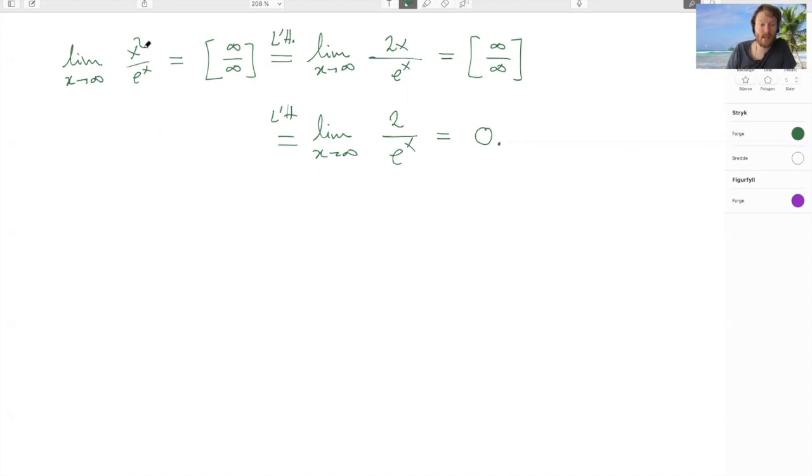And notice if I had x to the third, I would still get 0, except I would have to do one more step. If I had x to the fourth, one more step again, and in this way I can prove using induction that e to the x kills any x to the n. And that's it.